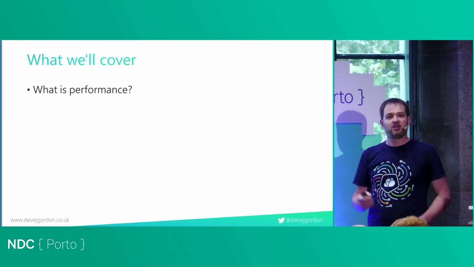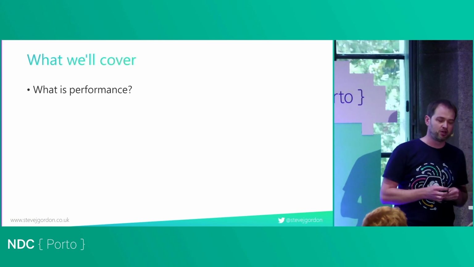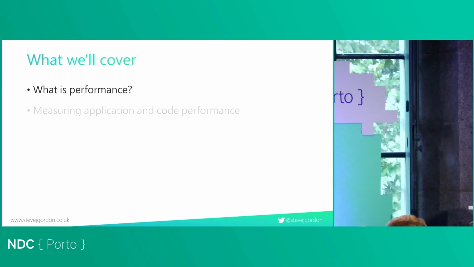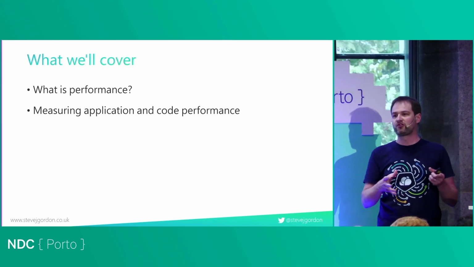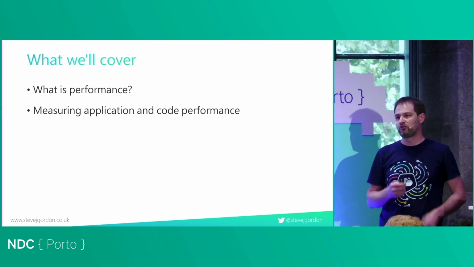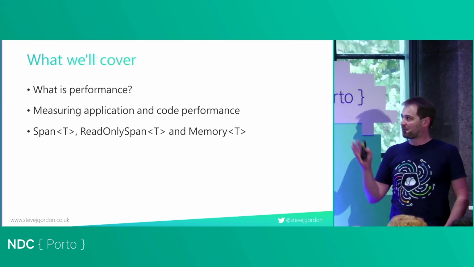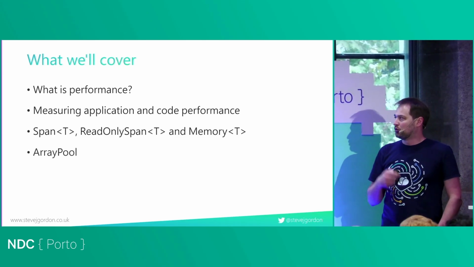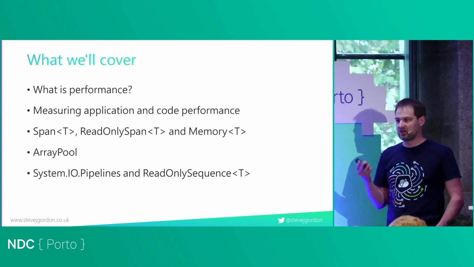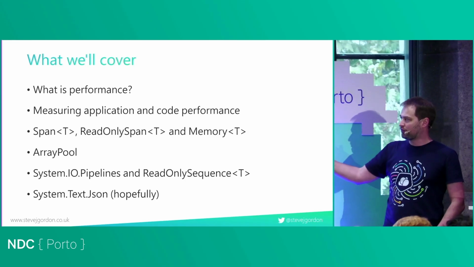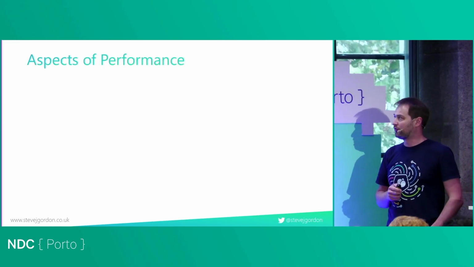What we'll be covering is, we're going to begin with just a quick discussion around what is performance and what is it we're actually aiming to improve in our code. We'll then spend a little bit of time talking about how to actually measure the performance of code so that we know where we're starting from and where we're actually moving towards as we do some optimizations on some code. We'll then spend a bit of time with these types, so Span of T, ReadOnlySpan, and Memory of T. We'll talk a bit about ArrayPools. We'll talk a little bit about pipelines, System.IO.Pipelines, and a type called ReadOnlySequence. And hopefully, there'll be time for me to race through some stuff on System.Text.Json at the end and just show some demos of using high-performance stuff there.